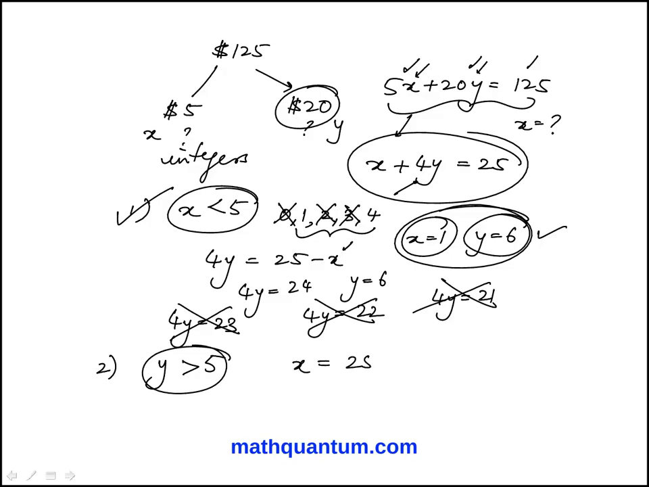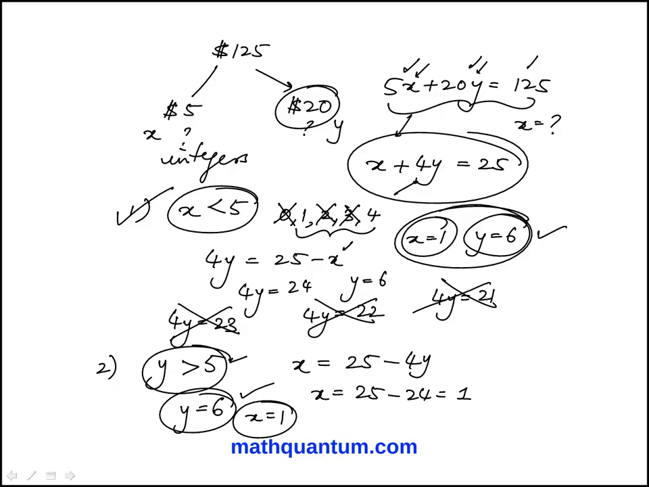X is 25 minus 4Y. And so the least possible value of Y is 6 to satisfy this condition. And that would give us X is 25 minus 24, which is 1. Okay, so that's an acceptable solution. The next higher value of Y would be 7. And this would become 25 minus 28. Now X becomes negative. X can't be negative.